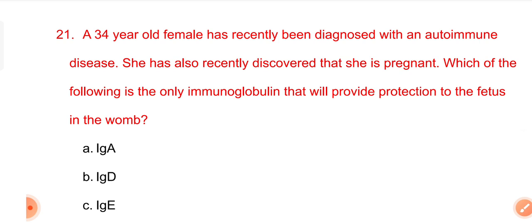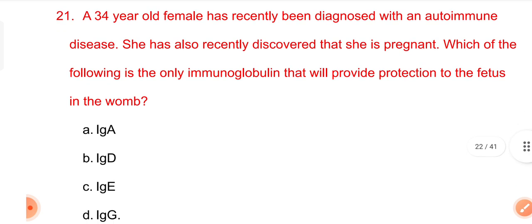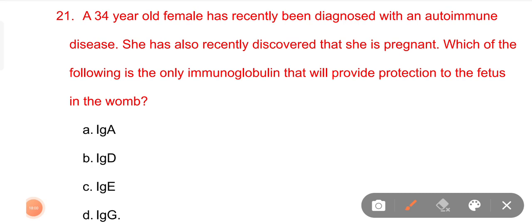The next question is: a 34 year old female has recently been diagnosed with an autoimmune disease. She has also recently discovered that she is pregnant. Which of the following is the only immunoglobulin that will provide protection to the fetus in the womb? The options are: A, IgA; B, IgD; C, IgE; D, IgG. The right option is IgG.